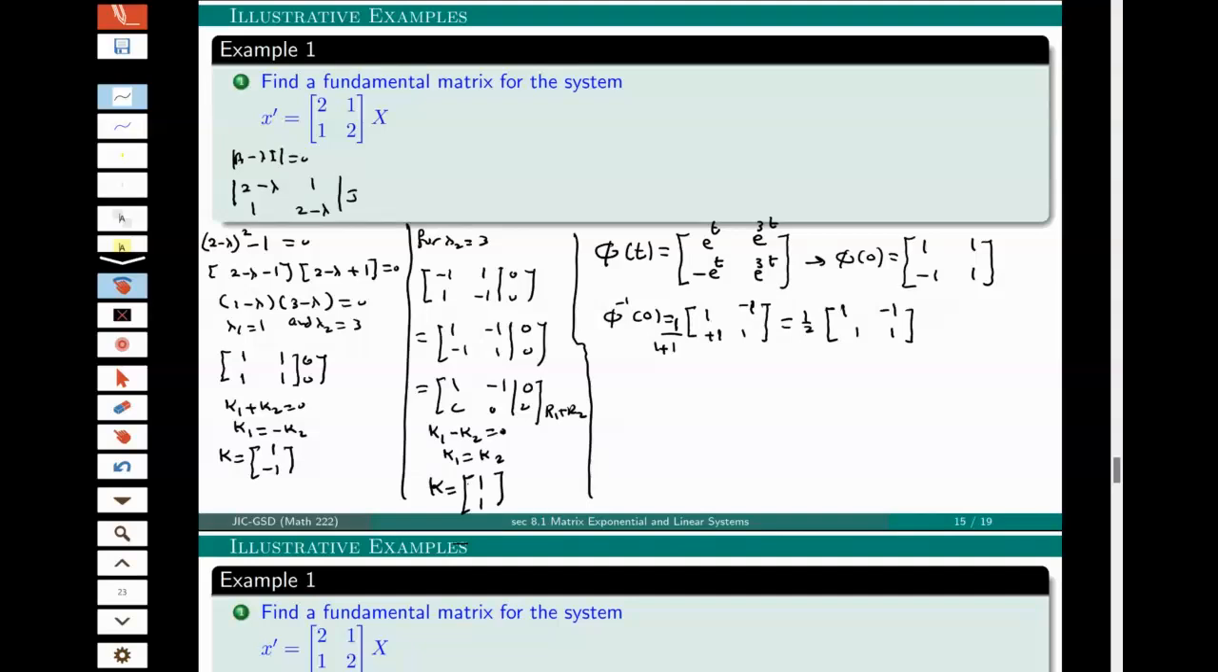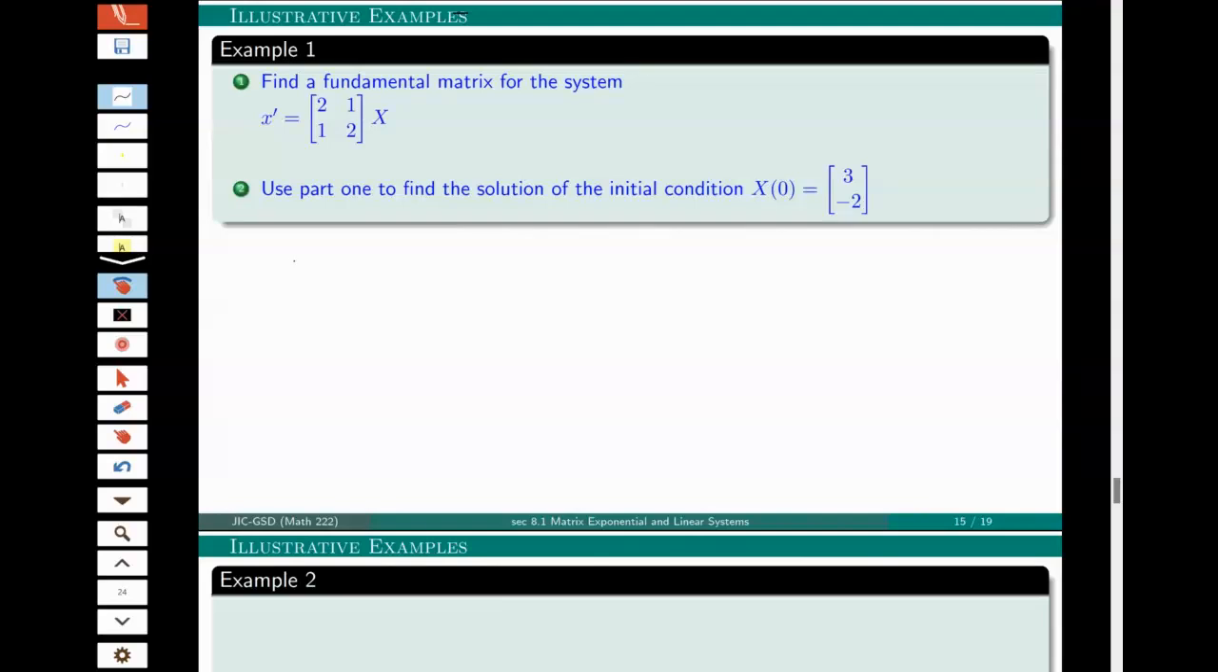Therefore, we have now our solution x of t, which is defined to be phi of t times the inverse at 0 and times, I mean, that is the next step to solve the initial value problem. So the initial value problem solution will be, we said it is phi of t times the inverse at 0 times x naught.